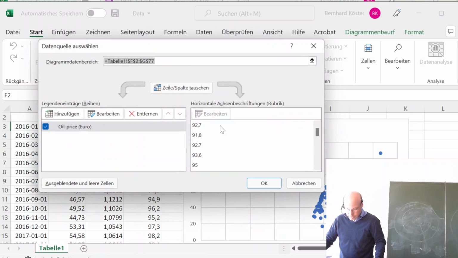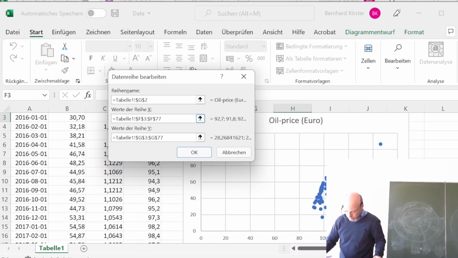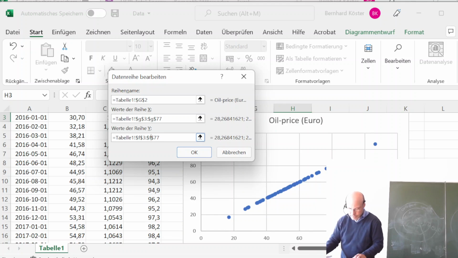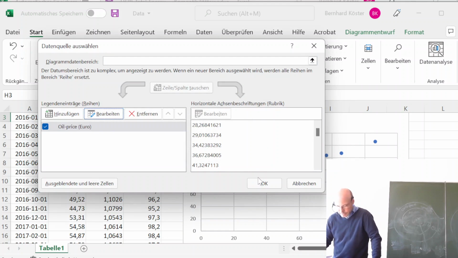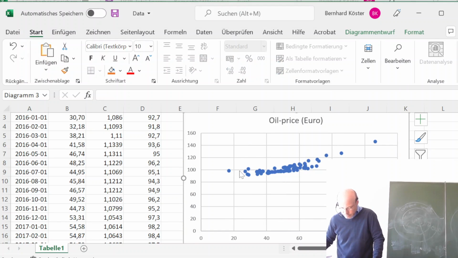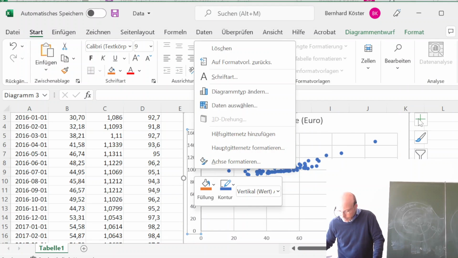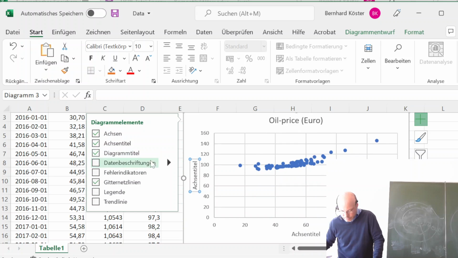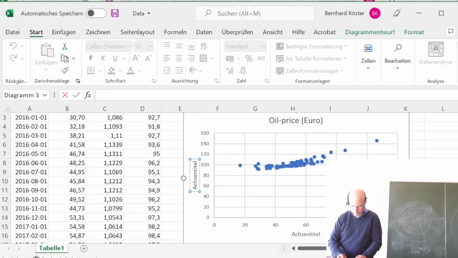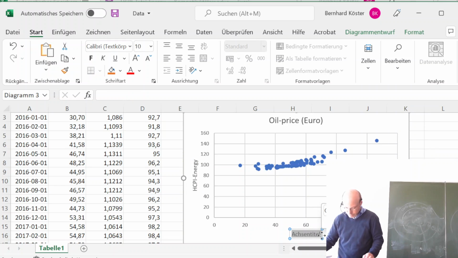Or let's do it like this. So then here a G and here a G. And let's take this F and F. So we have here HCPI energy, and here we have the oil price.